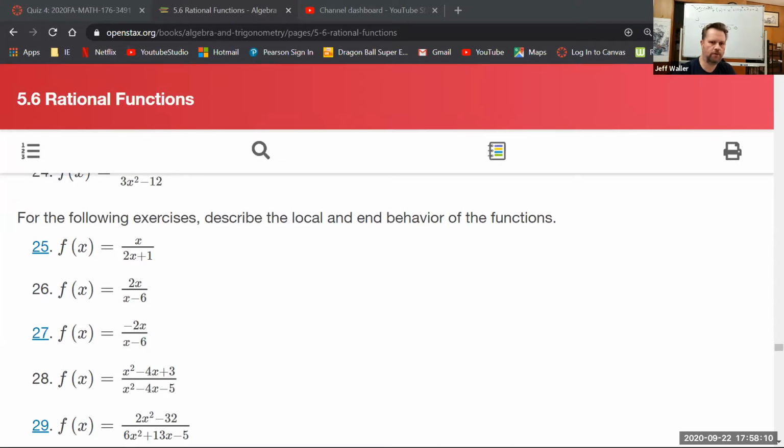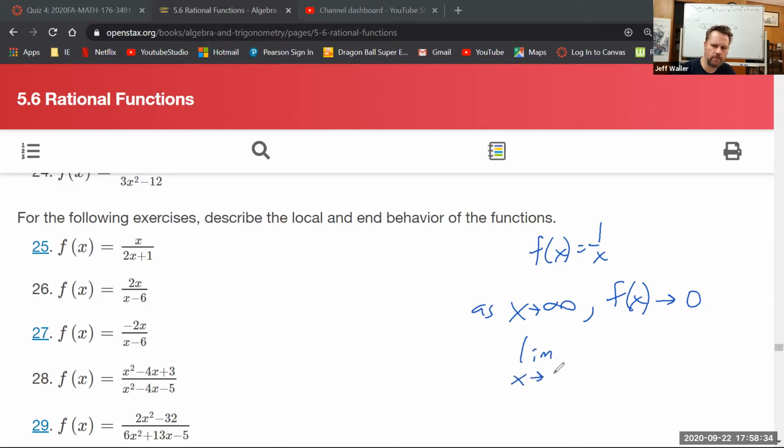The idea behind a horizontal asymptote. If I have a function like 1 over x, as x goes to infinity, f of x goes to 0, because 1 divided by really big is really small. In fact, in calculus, you're going to see this notation: the limit as x goes to infinity of 1 over x is 0. You're not just going to see this as this, you're going to see the limit as x goes to infinity is 0.